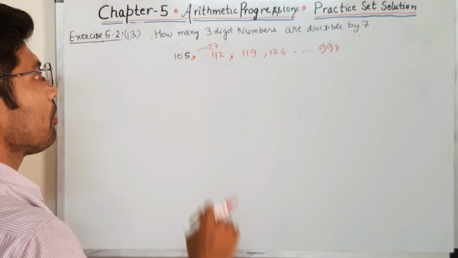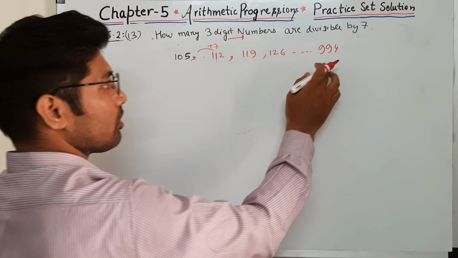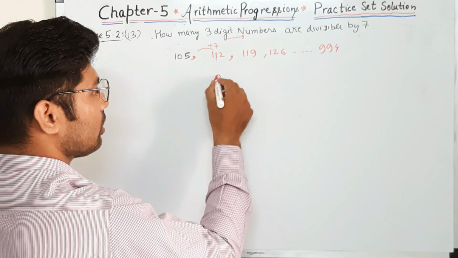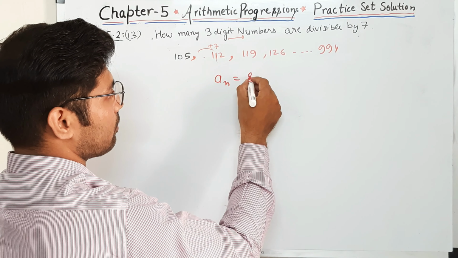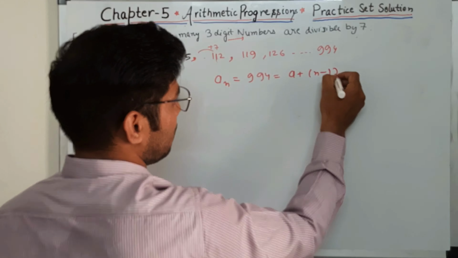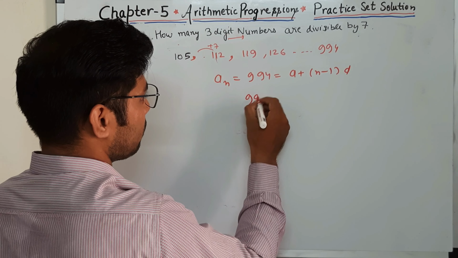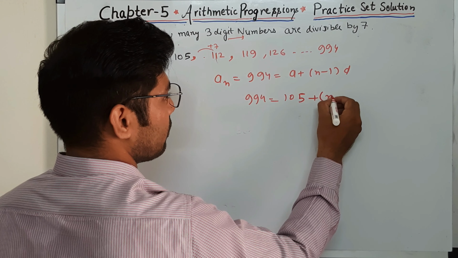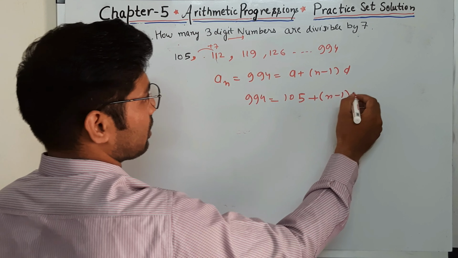We need to find how many 3-digit numbers. So if we count these numbers, we can get the solution. So this is, we know an, right? This is our last term. 994 is a plus n minus 1 into d. Okay, 994, a we know, right? 105 plus n we need to find, and d we know is 7.